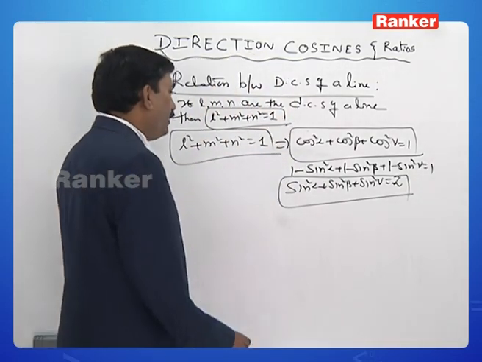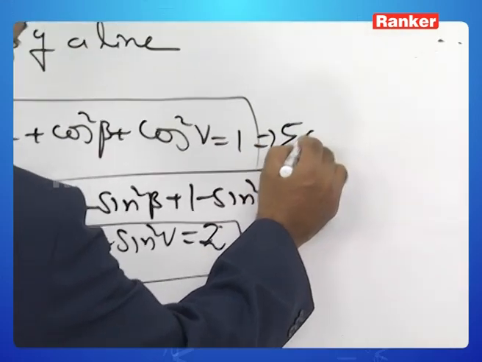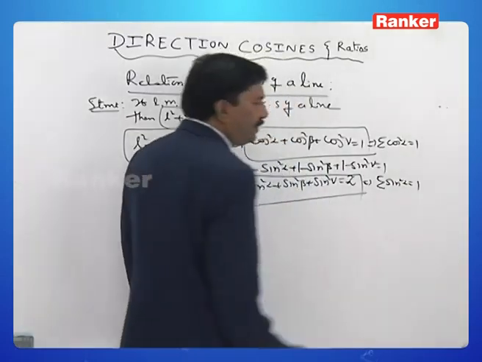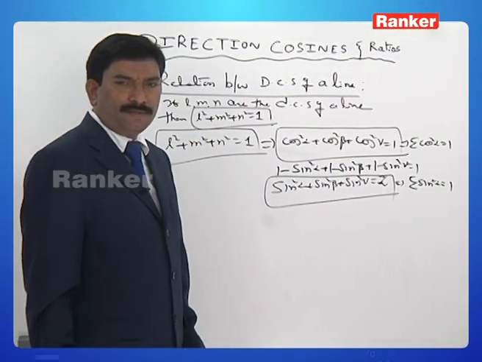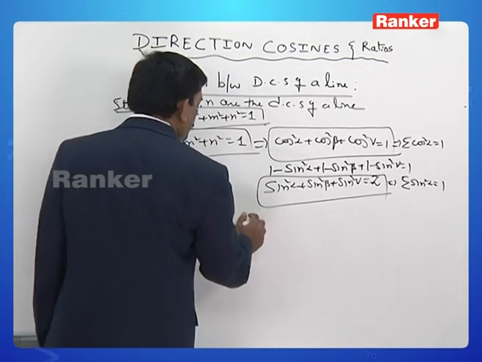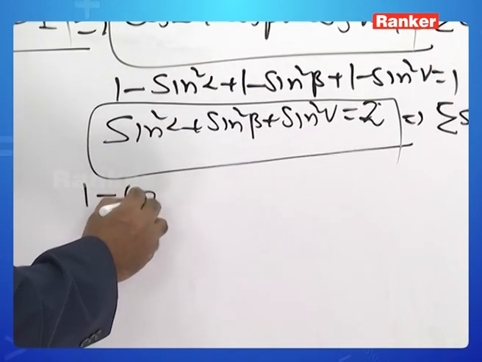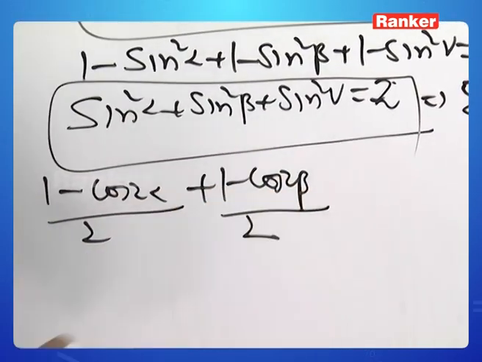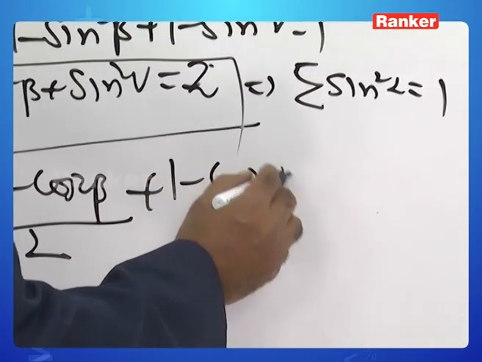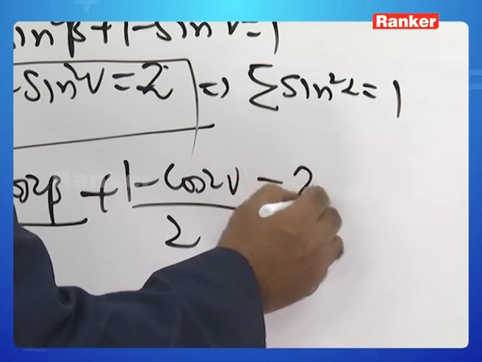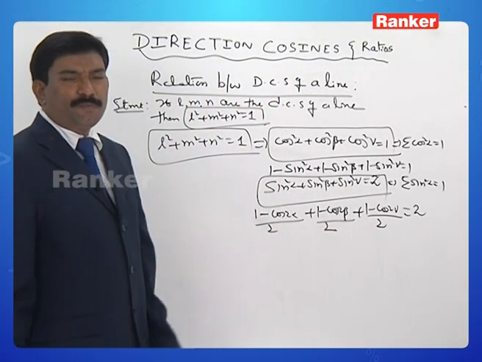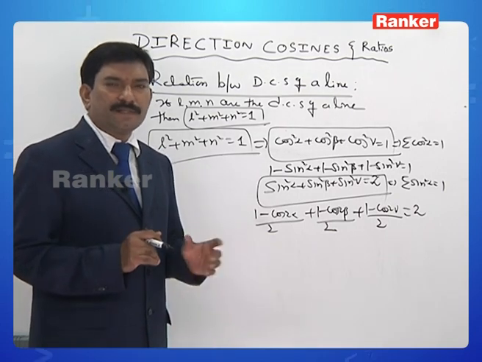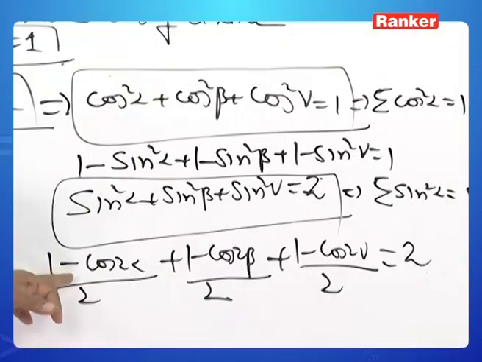Right? So therefore, now we got sigma cos square alpha is equal to 1, sigma sin square alpha is equal to 2. Now, I can also write in terms of that: (1 minus cos 2 alpha)/2, (1 minus cos 2 beta)/2, (1 minus cos 2 gamma)/2 is equal to how much? 2. 1 minus cos 2 alpha is nothing but 2 sin square alpha. The 2 gets cancelled. We have arrived at these conditions.